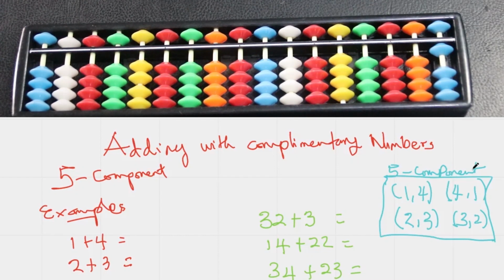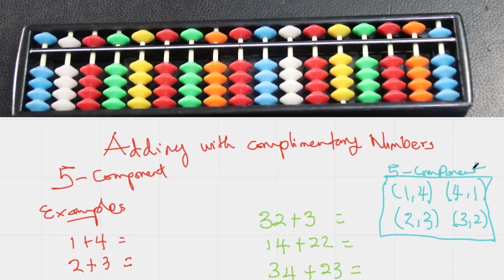So I will say to myself, what is the 5 component of 4? What number am I going to add to 4 that will complement 4 and make it 5? The number we are looking for is 1. Then what I do is I will remove that number that will complement 4, which is 1, and then add 5. I hope you get it.